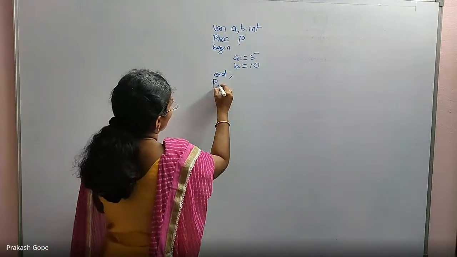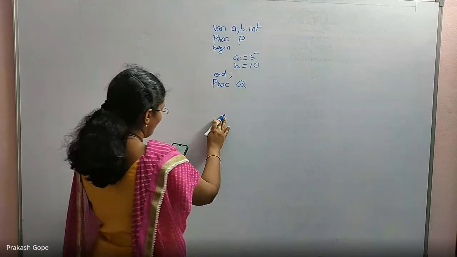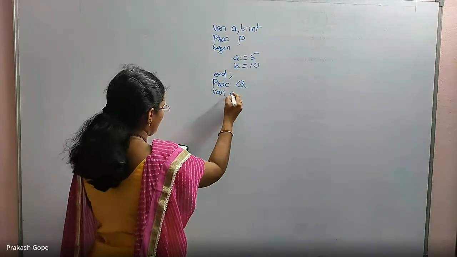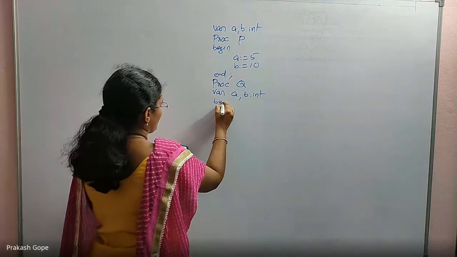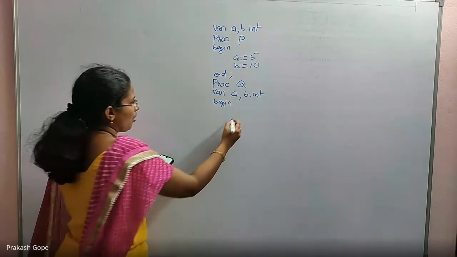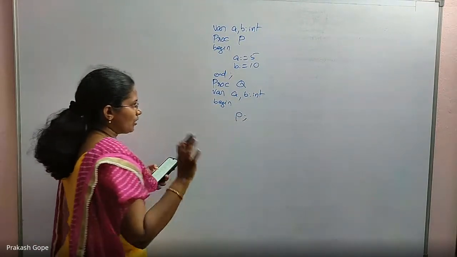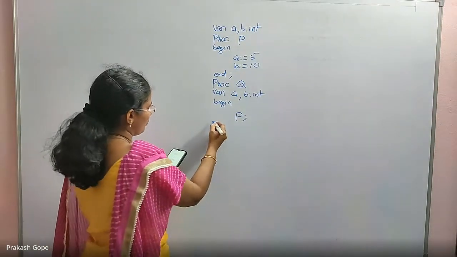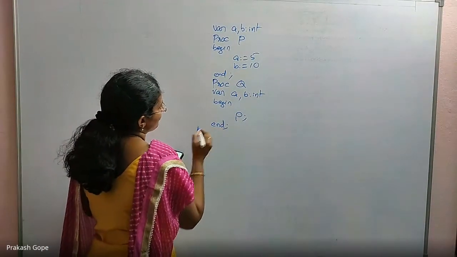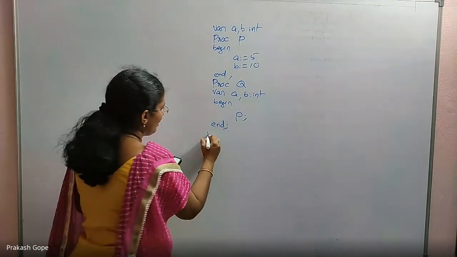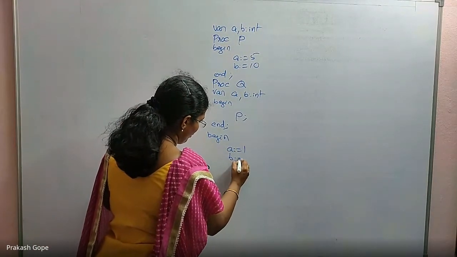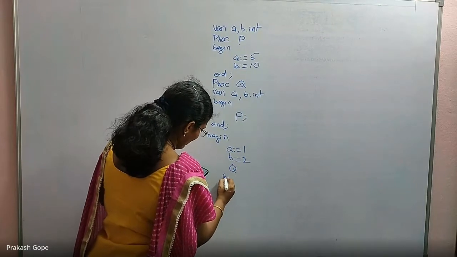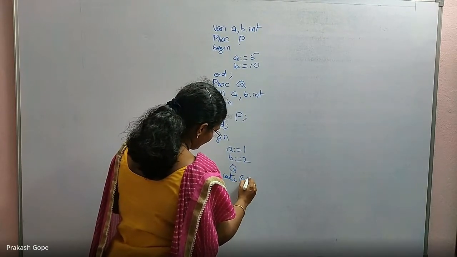Then there is a procedure Q. Also no parameters, but there are local variables here, A comma B integers. So begin. Call procedure P is the only statement in procedure Q. And the end of Q. Then the main program begin starts. A equal to 1, B equal to 2, call Q, then write A and B, that's all.